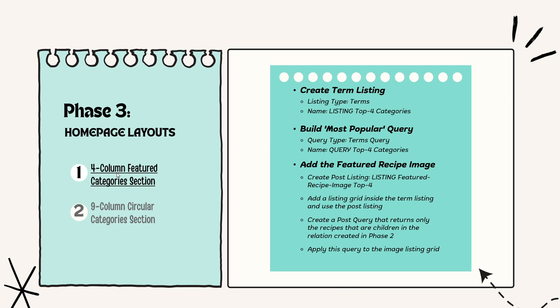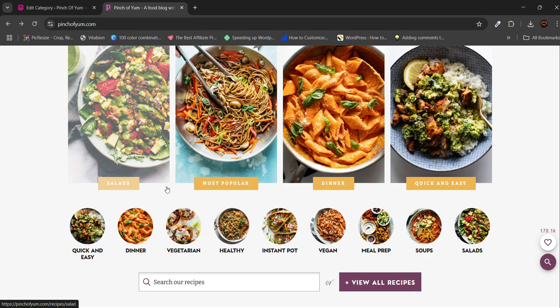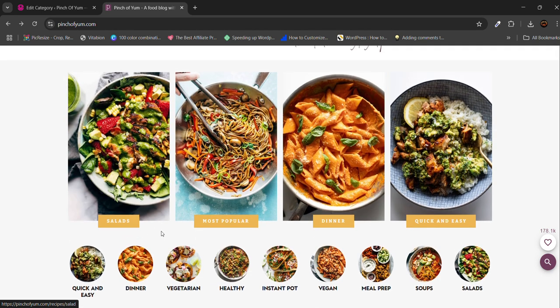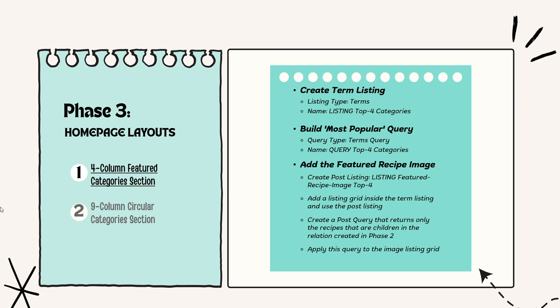First, we need to create a term listing. So first, we need to have these terms, right? We need to show these terms on our home page. Later, we can think about the featured images of the recipes, but right now, let's be concerned with showing the categories. So salads, most popular categories like this. And to do that, we actually need to create a term listing, and we're gonna call it listing top 4 categories.